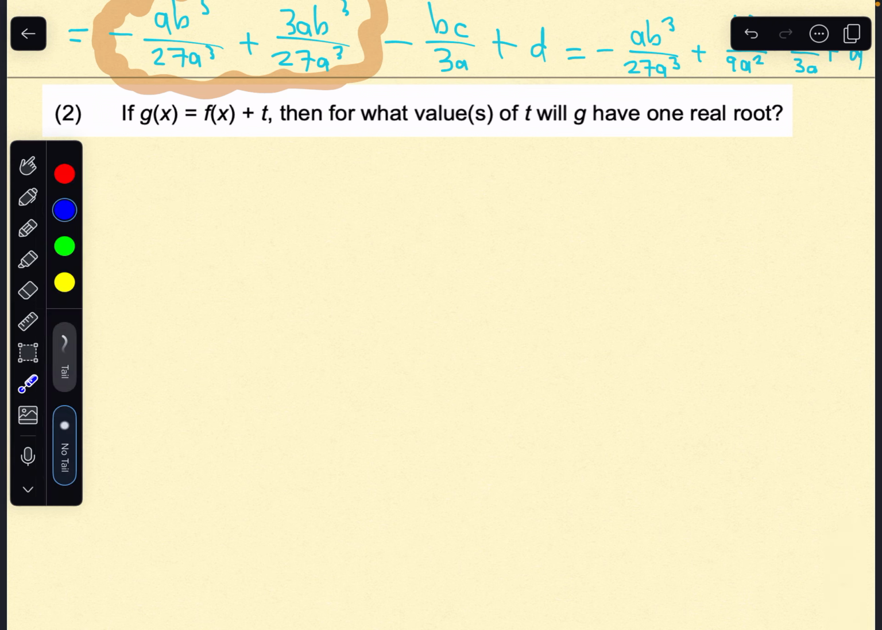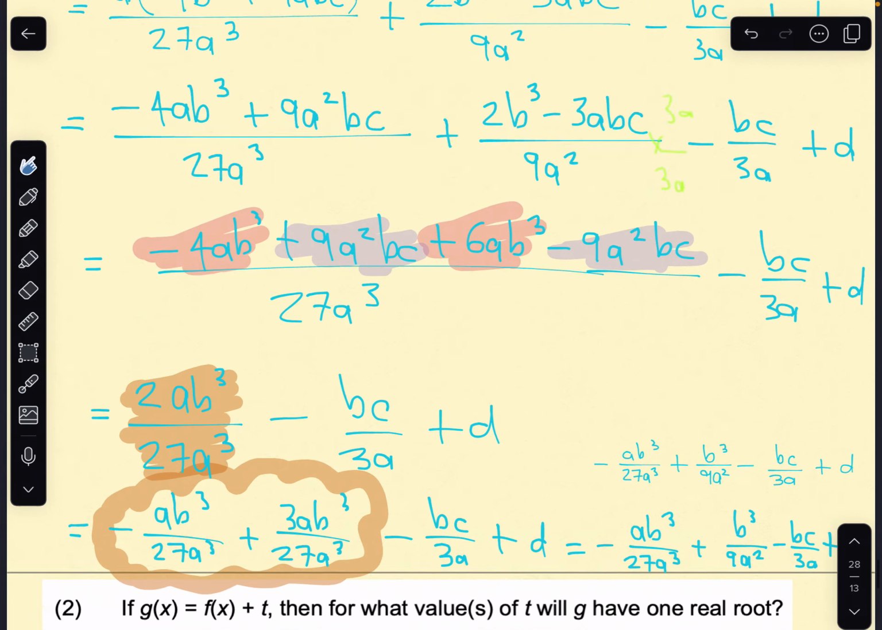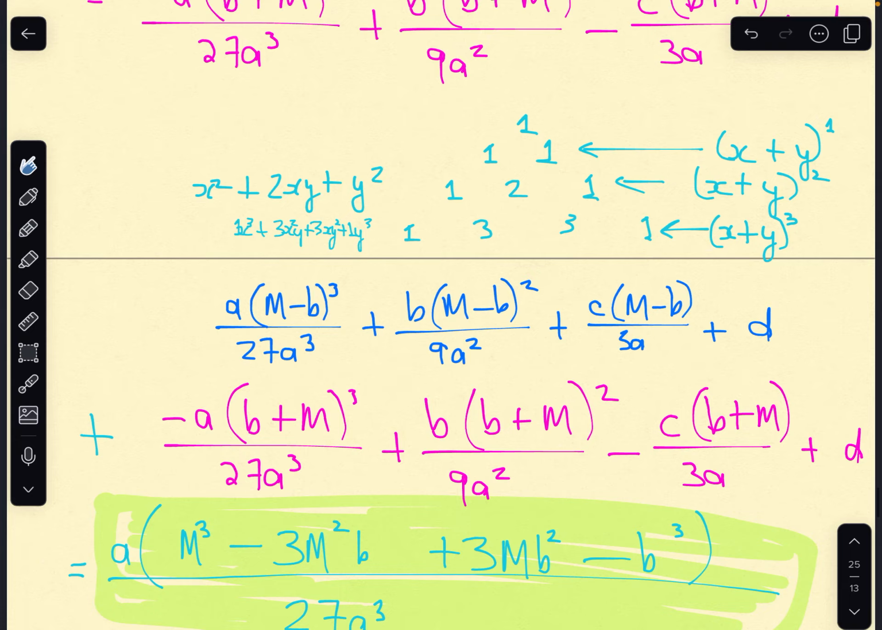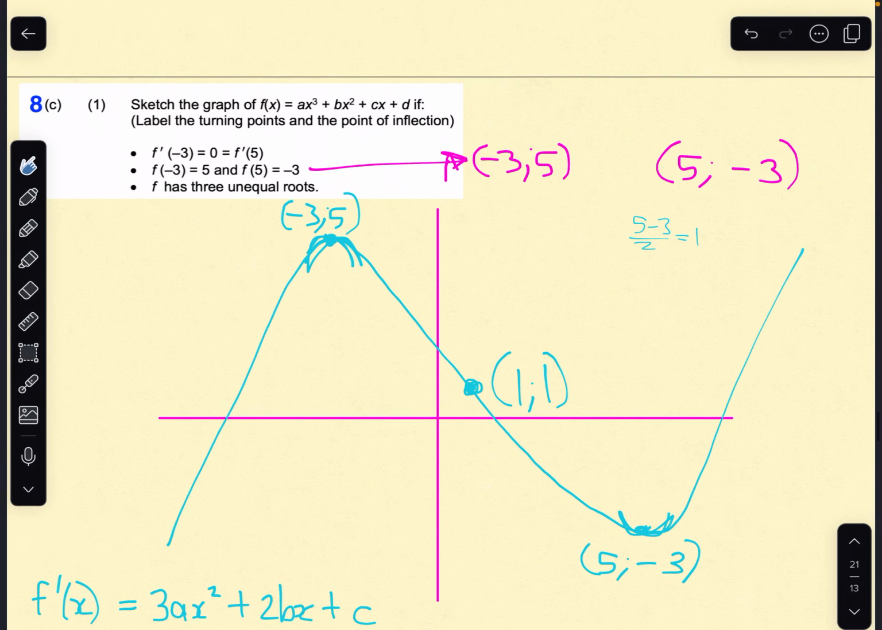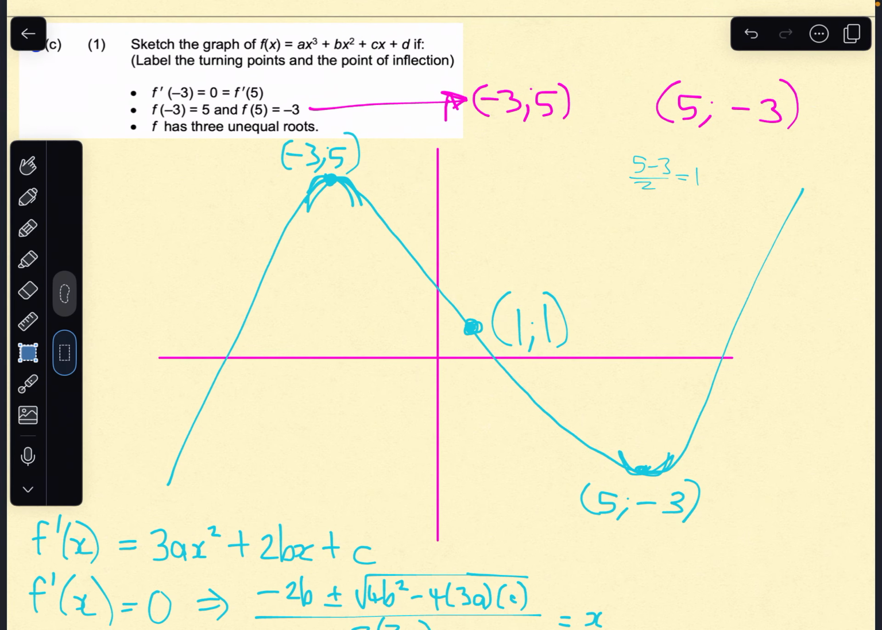Okay, so last question says, if g of x is equal to f of x plus t, so if I take this cubic curve and I move it up or down by t units, for what values of t will g have one real root? So in other words, for how much do I need to move this curve so that it only cuts the x-axis once? So let's start by moving it up.